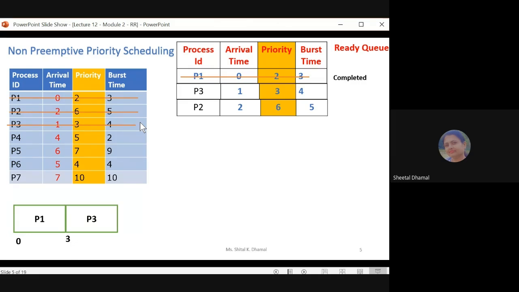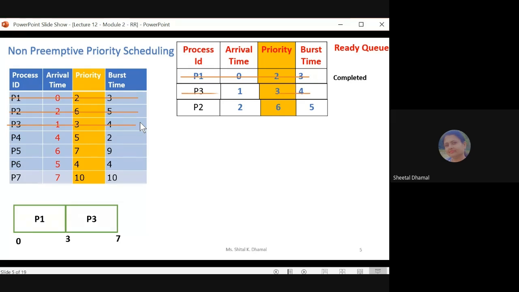That process has entered in the run state, or in the CPU, at 3 o'clock. So the total burst time required for that process P3 is 4. Yes, so what will be the completion time? It is 7. That is 3 plus 4, equal to 7. So represent that 7 on the right hand side.